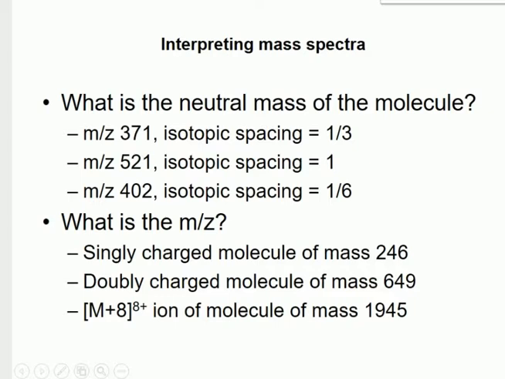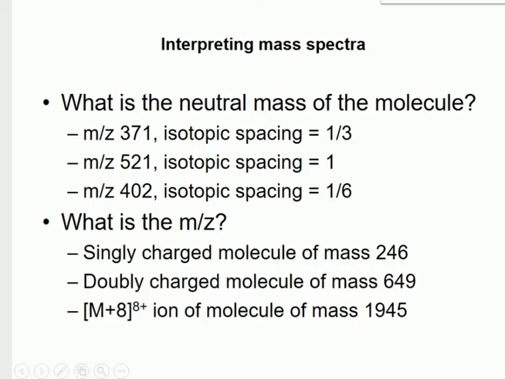How about this next one then? This one's a bit easier. Neutral mass is... somebody shout out. 520. Did everybody get that? So you know it's singly charged, so you just need to remove the mass of the 1 proton. And what about this third one then? Did everybody get 2,406? Good. Anybody not get 2,406?